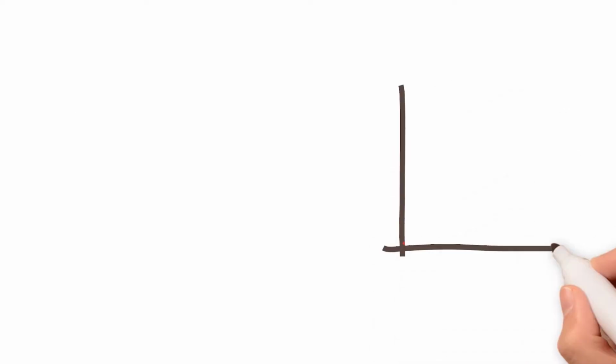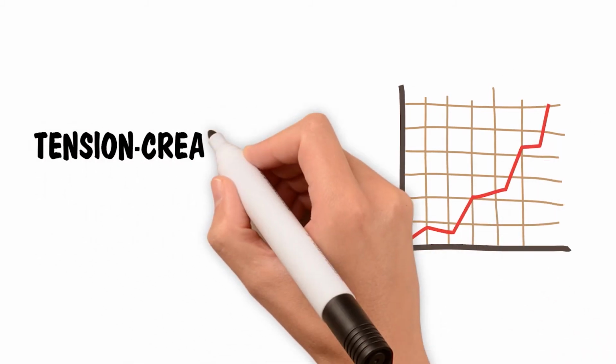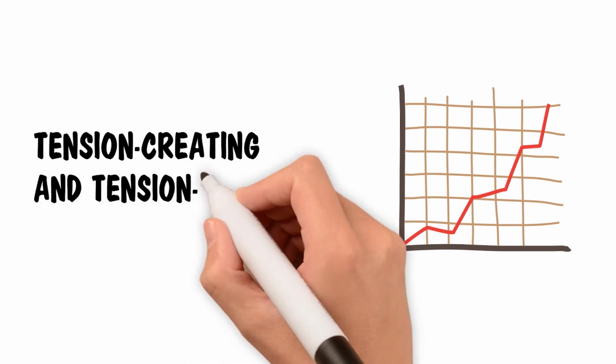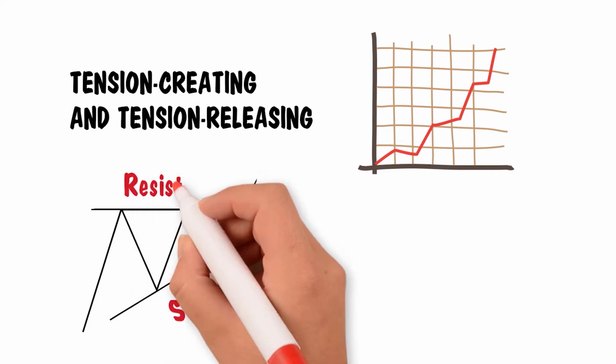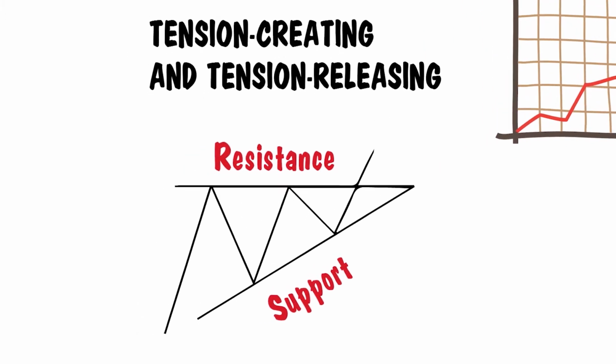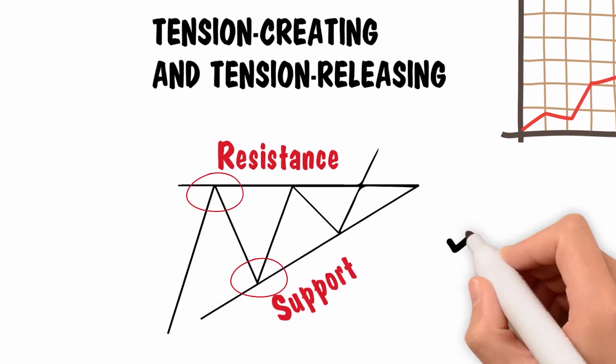To further understand psychology behind trading, let's examine 2 major things happening regarding all the movements on the market: tension creating and tension releasing. Let's take an ascending triangle pattern as an example. An ascending triangle pattern has 2 key elements. Number 1, bottom trend line or support. Number 2, flat resistance line. The more touch points there are on the support and resistance lines, the more reliable the pattern is.